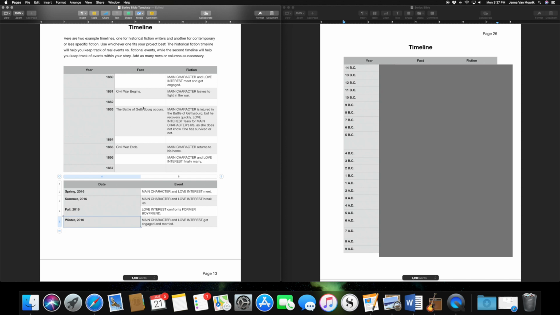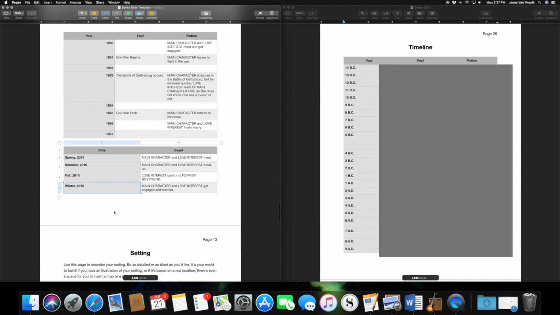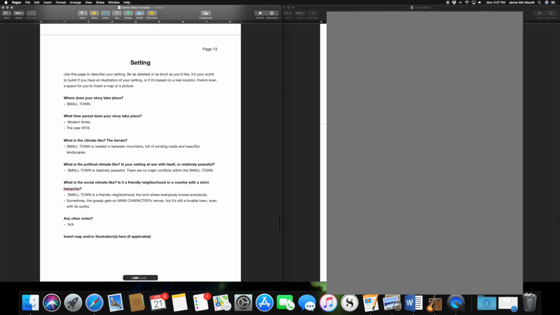Now for setting, I'm sorry, I have to scroll down. I did insert a place here to insert maps or illustrations. That's what I'm scrolling past now. I have several maps in my series Bible, maps both that are fictional that I made for my character's dwelling place, and then maps of ancient Israel, ancient Palestine, where my story takes place. And then I go down to the settings page.